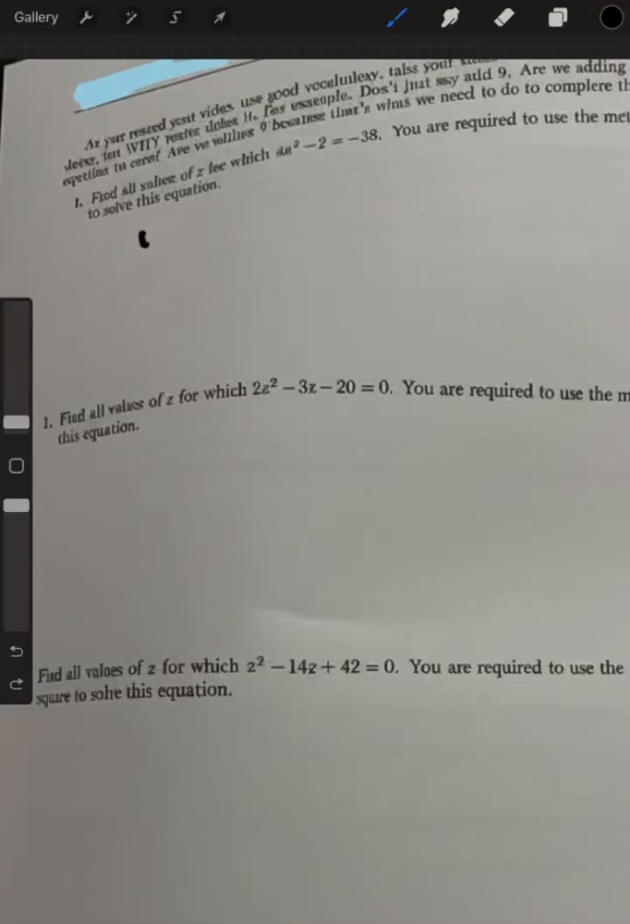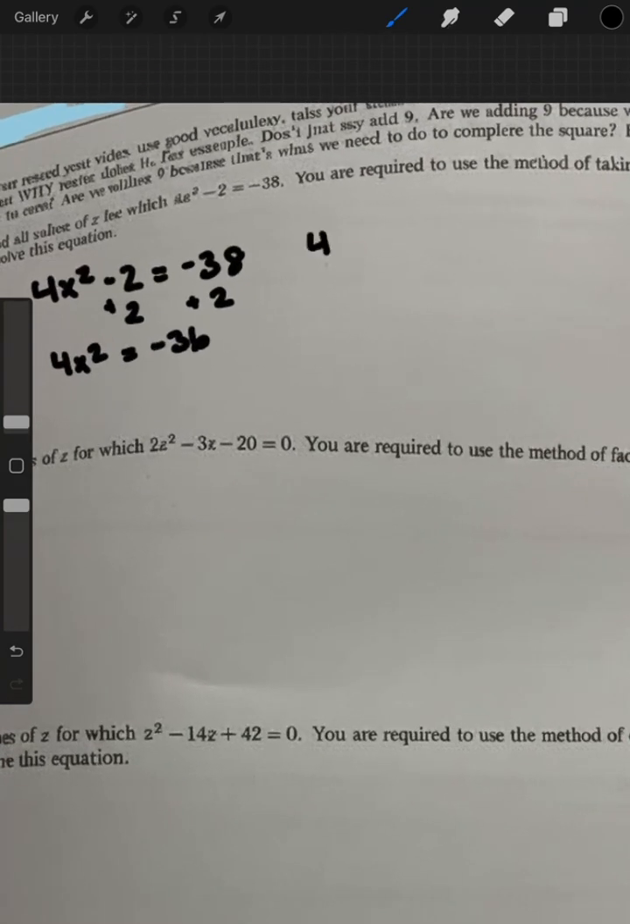For my first equation, I'm solving 4x squared minus 2 equals negative 38. We need to isolate 4x squared by itself, but there is a negative 2 attached to it, so to isolate it, we're going to add 2 to both sides to cancel out the negative 2. So we end up getting 4x squared equal to negative 36.